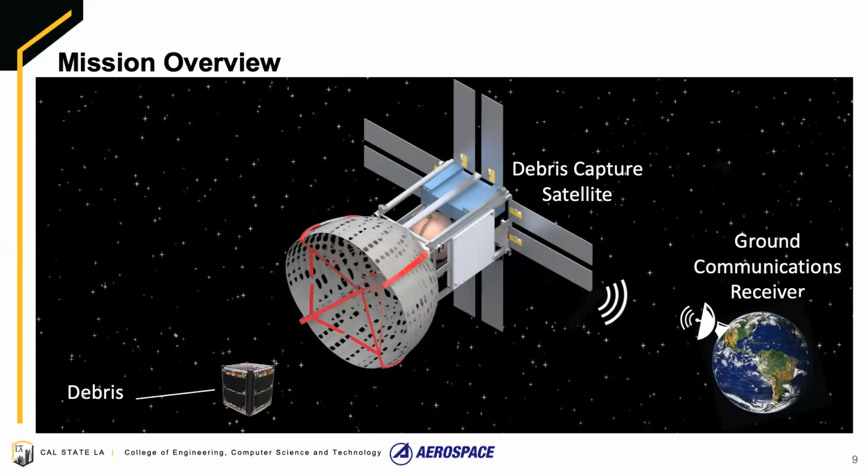So next, this is a diagram of our mission overview, which shows the different components involved in the overall mission. In the center here, we have our satellite, which is the debris capture satellite, which communicates with a ground communications receiver on Earth. This ground communications receiver will be able to monitor and control our satellite. Then lastly, we have our piece of debris, which is what we're hoping to capture and deorbit back to Earth.